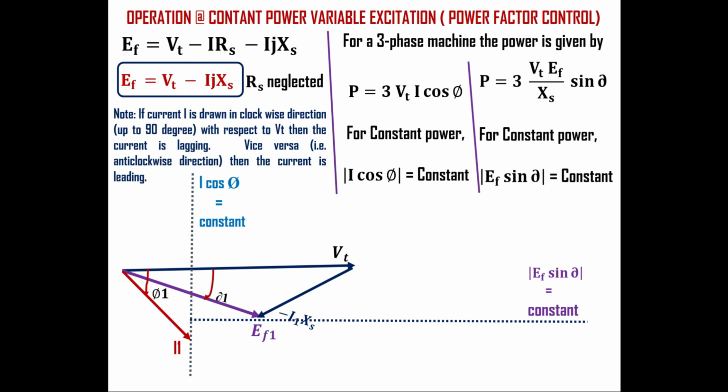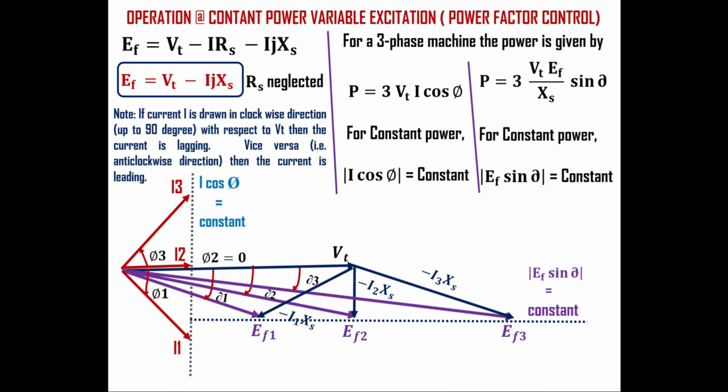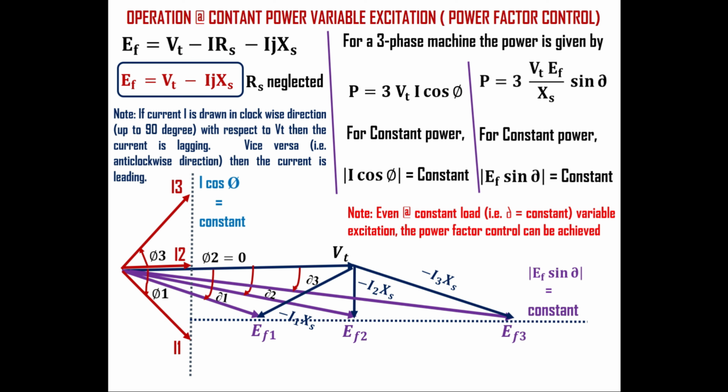Now, if we increase EF from EF1 to EF2, where EF2 is approximately equal to Vt or slightly greater than Vt, by increasing the rotor field excitation, then current I2 adjusts in such a manner that the motor will operate at unity power factor. Similarly, if we increase EF further, where EF is greater than terminal voltage Vt, then current I3 adjusts in such a manner that the motor will operate at leading power factor. It is to be noted that even at constant load, that is load angle del is equal to constant, and variable excitation, the power factor control can be achieved in synchronous motor.